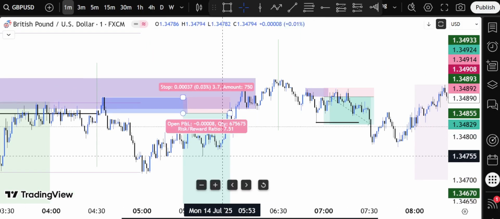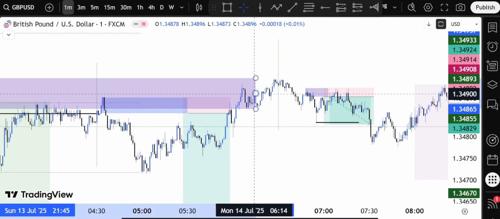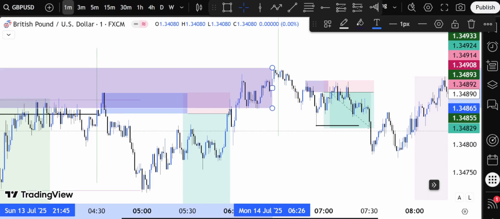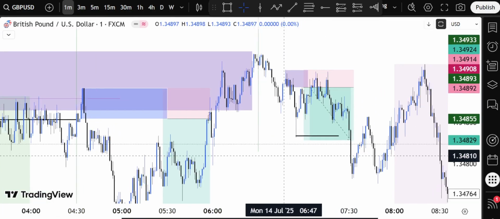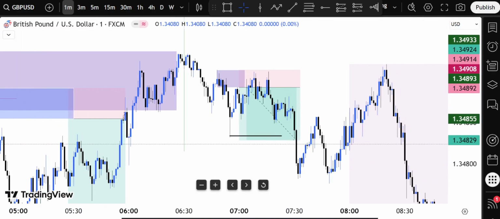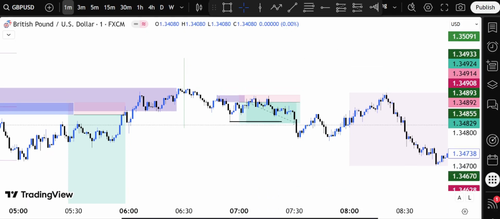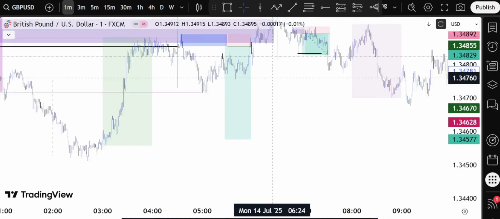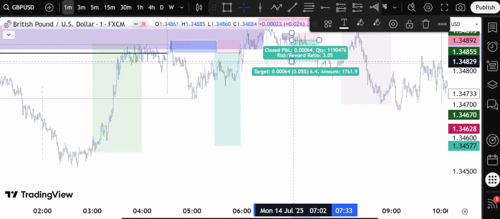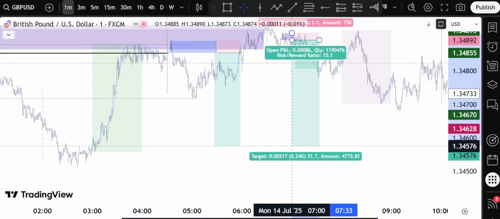Anyways, in price, after I lost, price did not break the supply. So I went to look for another trade. I partialed at 3R. I was targeting around here. Same take profit as my previous trade.